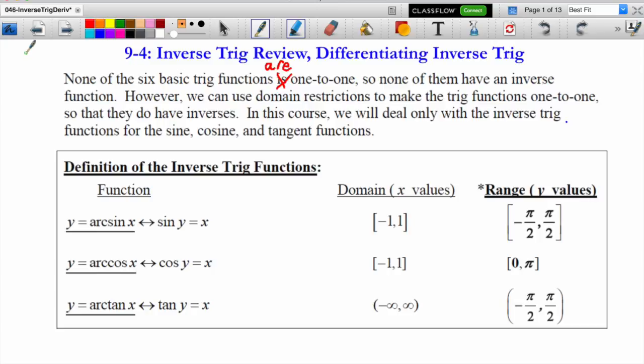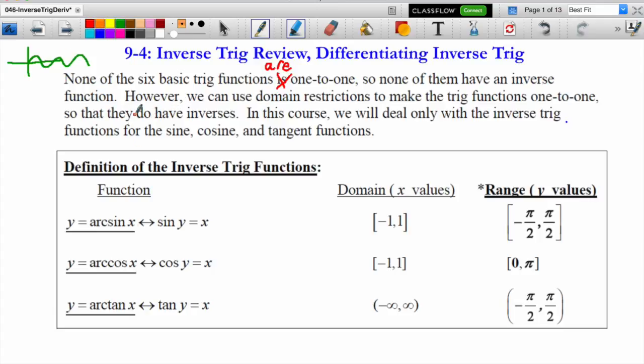So none of them are one-to-one, right? Here's what one-to-one means: passing the horizontal line test. Why don't they pass the horizontal line test? Because they're wavy. That one's not going to pass the horizontal line test. Look how many times it passes through the same y value. That one's sine, by the way.